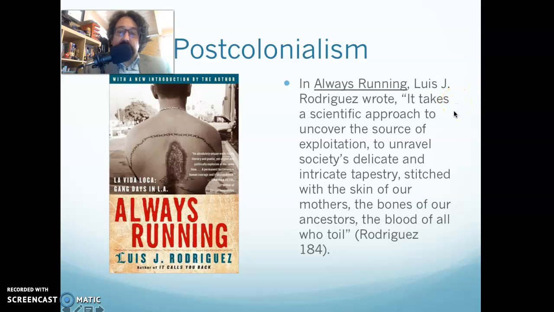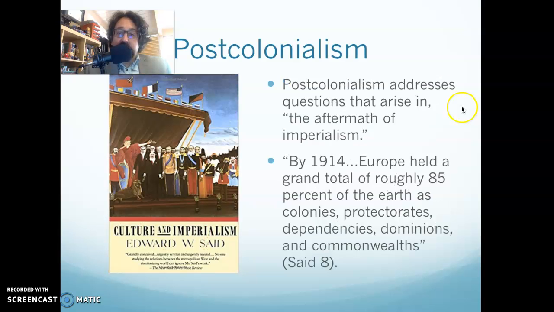He says it takes a scientific approach to uncover the source of exploitation, to unravel society's delicate and intricate tapestry stitched with the skin of our mothers, the bones of our ancestors, the blood of all who toil. That's a good way to think about what post-colonialism is about. In a quick and easy sense, post-colonialism refers to the literature of any country that was once enslaved. And, you know, by 1914, that was roughly 85% of the planet Earth. So most countries have post-colonial literature and post-colonial stories to tell.